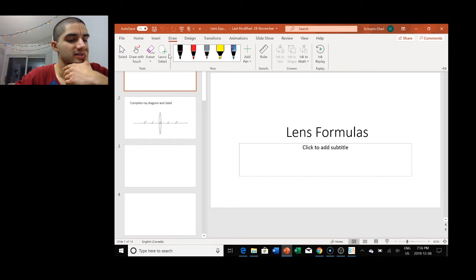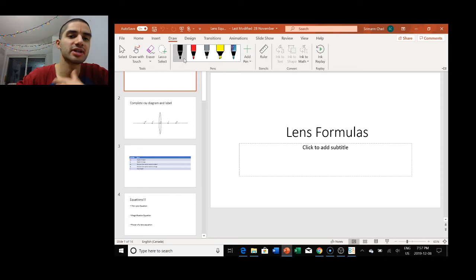Do you have to draw the correction for hyperopia and myopia? No, you will not have to draw it, but you will have to recognize it.